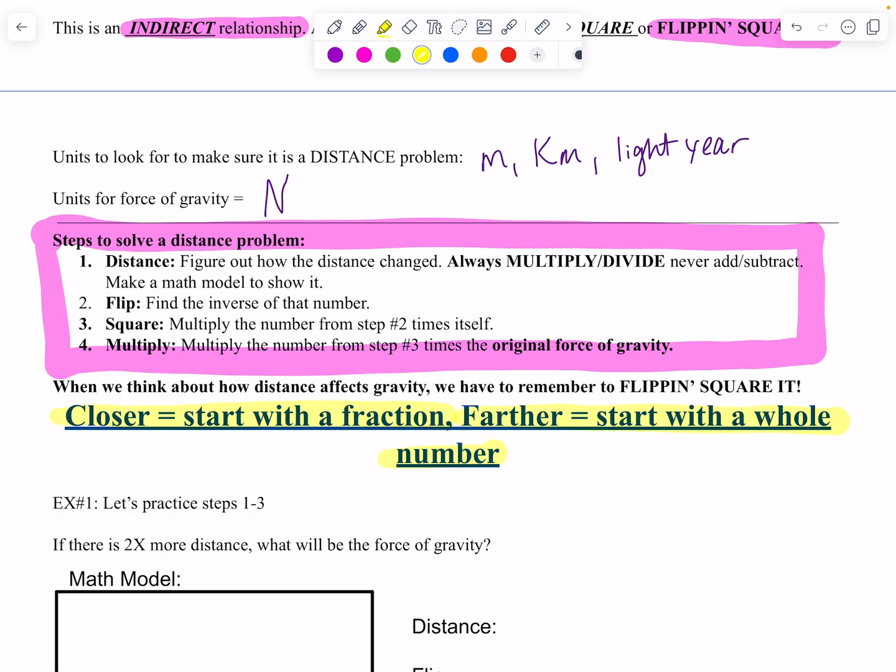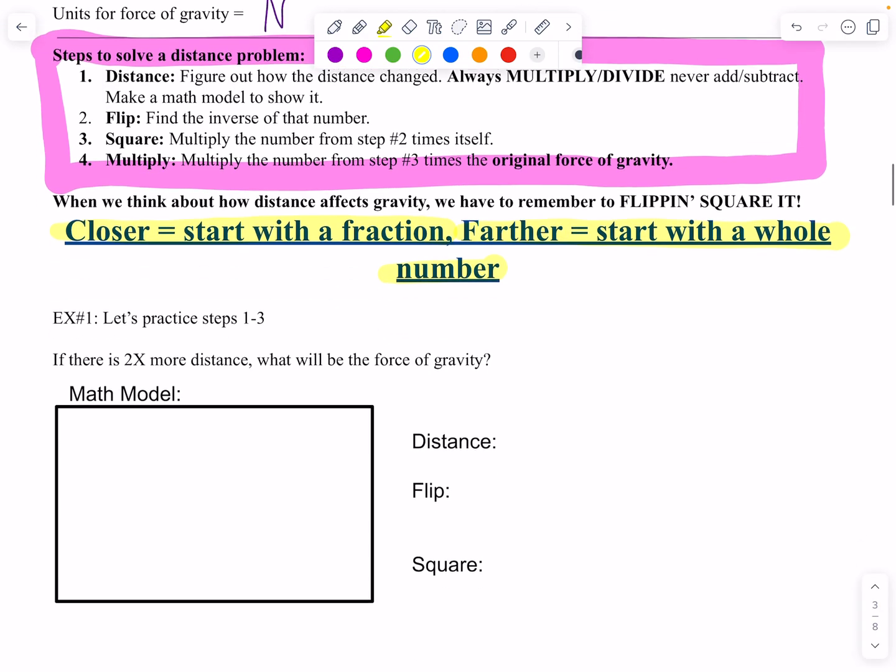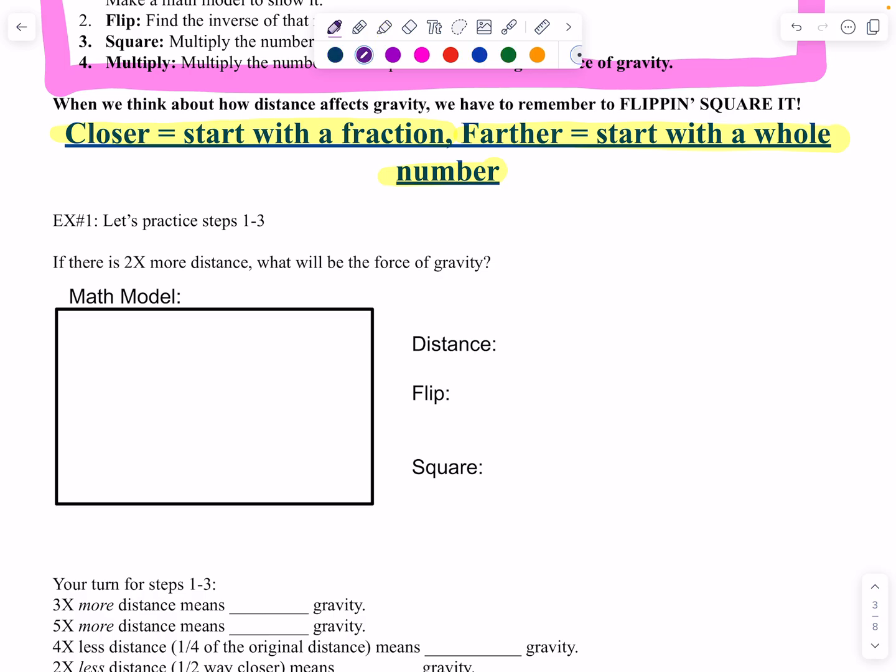So we're going to practice just steps 1 through 3 first to make sure we get it. And again, we're going to use those math models to make sure that we can take some of the work out of our brain and put it into our eyeballs. So this first one says, we have these two objects. We don't know what the force of gravity between them is, but I'm going to double that distance. So I'm going to make it a lot farther.